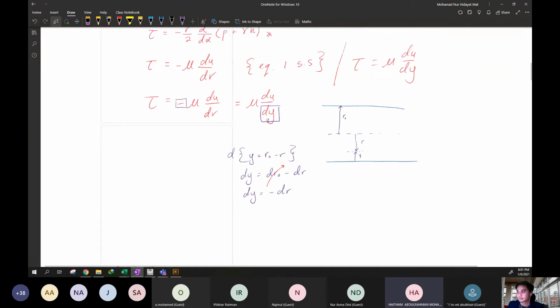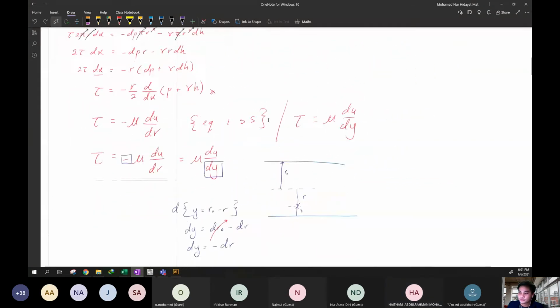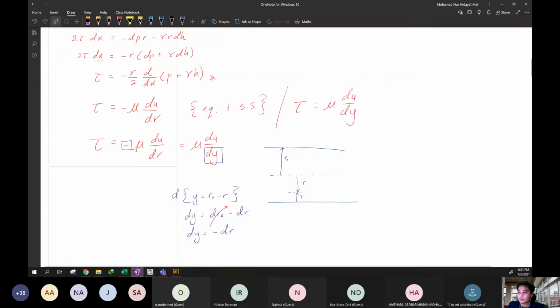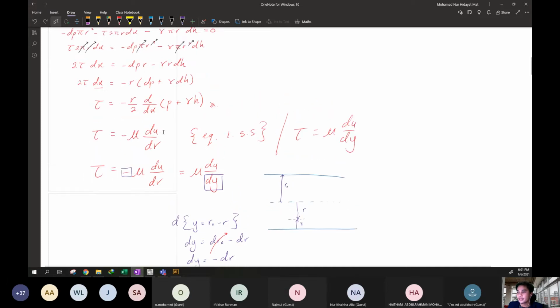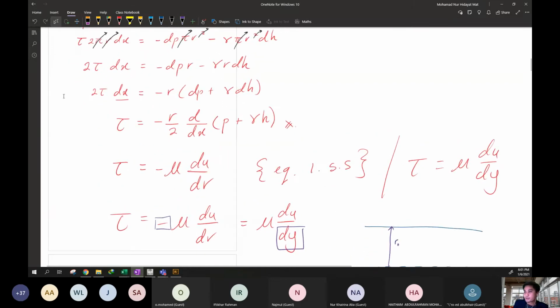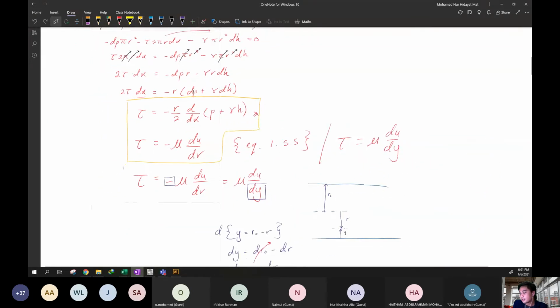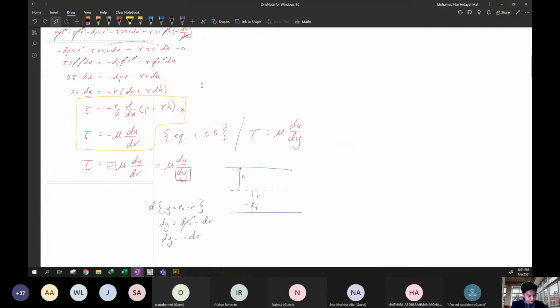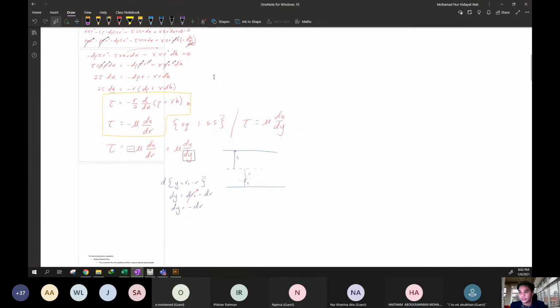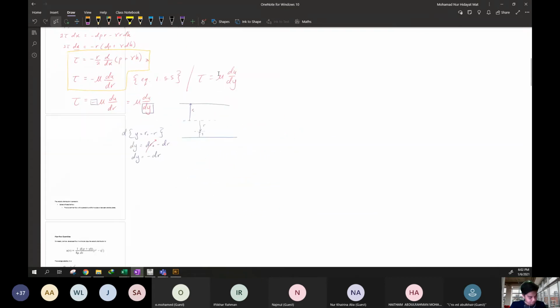Yes, doctor. Okay. So from here, we know that tau in relationship to the r is negative mu du over dr. Okay, can we equate? Yes, we can equate. You can see we can equate them together, because both are tau and tau. Let's equate them together.